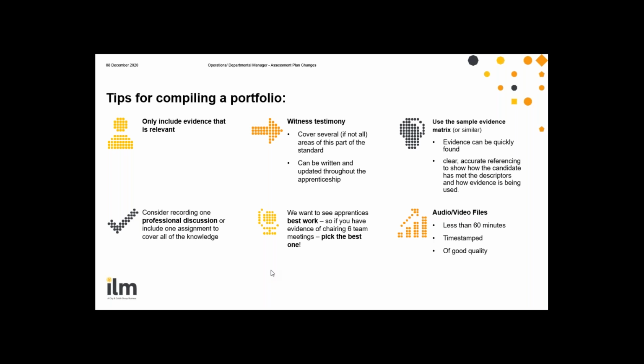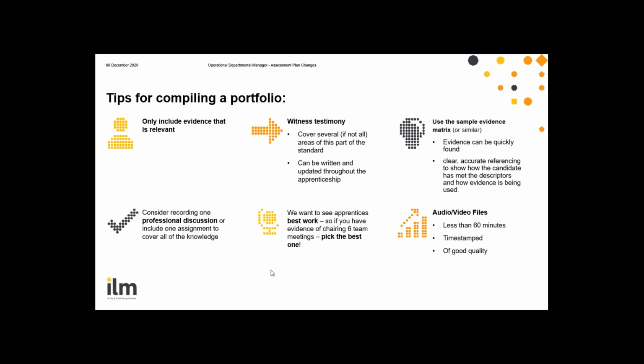Use the evidence matrix, as I've already said, so that helps you to identify any gaps. Consider recording one professional discussion or include one assignment to cover all of the knowledge. But again, if it's knowledge, that's fine. If it's skills, you need to have the product evidence to support it. And please, if you've got evidence of a learner chairing 6 team meetings, just pick the best one. We only need to hit that criteria once.